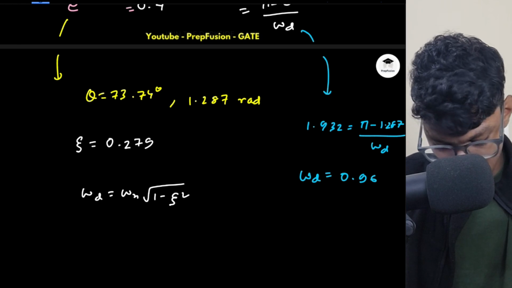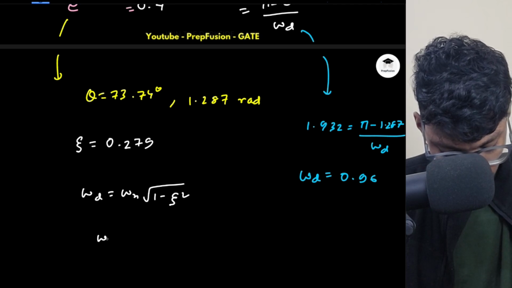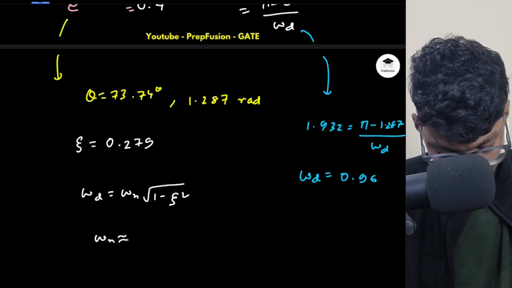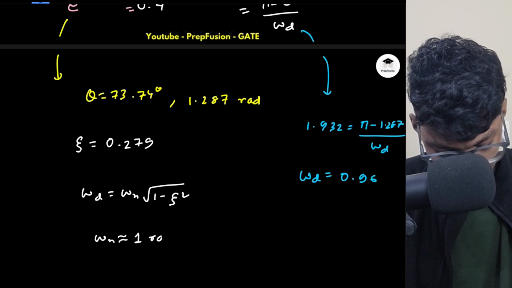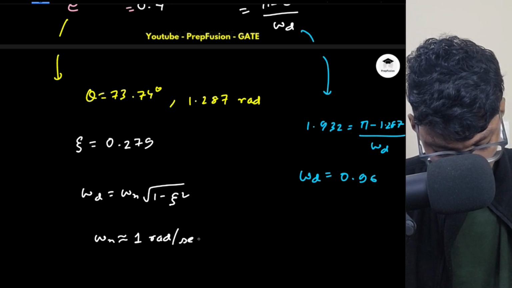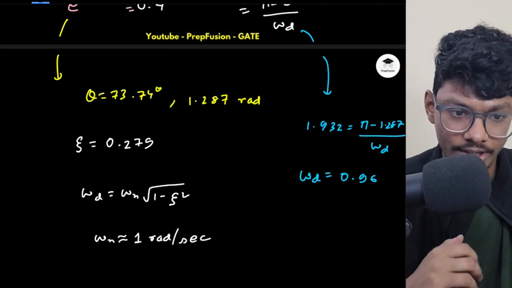Okay, this almost comes out to be 1. Omega n almost comes out to be 1 radian per second. Okay, that is what this omega n is equal to.